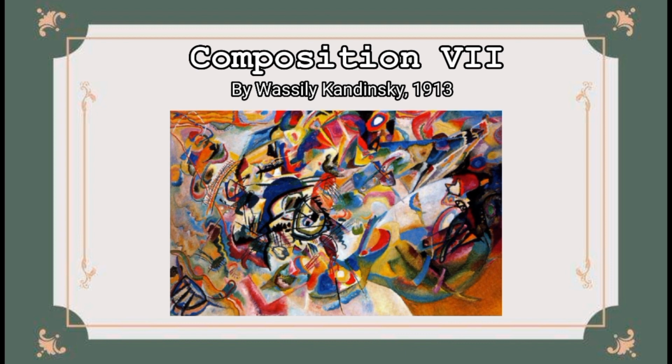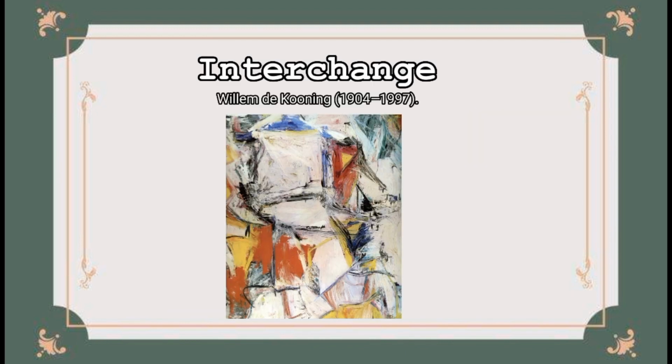And the third and the last is Interchange. It is an abstract expressionist oil painting on canvas by Dutch-American painter Willem de Kooning, who lived from 1904 to 1997.